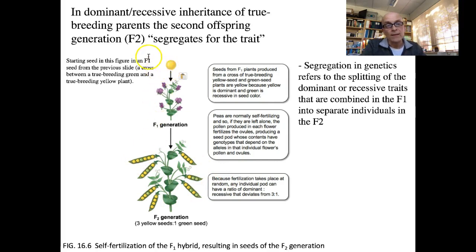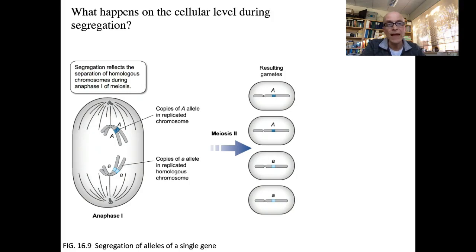So again, we're starting this particular figure with the F1 seed, and we're looking at the F2 generation, and now we see that they're not all yellow. Some of them are yellow, some of them are green. Now, how does that happen? Why does that happen? Well, it happens at the cellular level because the chromosomes that are carrying the alleles are separated, right? So you have segregation during anaphase 1, in such a way that one chromosome moves to one pole and the other chromosome moves to the other pole.